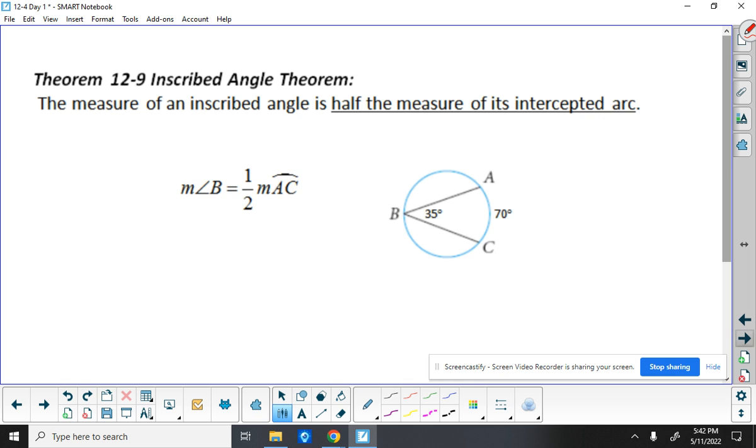Yesterday we looked at the inscribed angle theorem. When we were working with inscribed angles, the vertex is on the circle, and the chords that form that angle intercept the circle at the inscribed arc. The measurement of the angle at the vertex is half of the measurement of the arc. That's an inscribed angle.